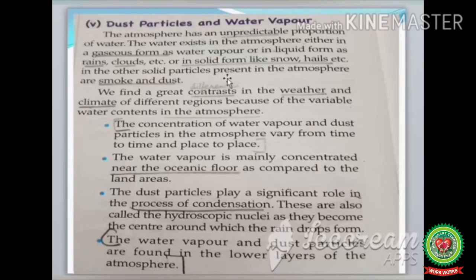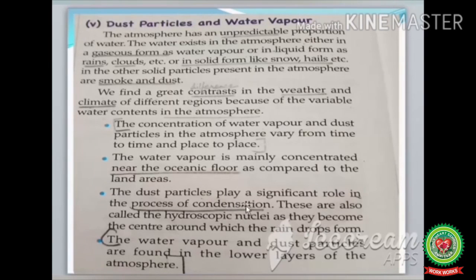We find a great difference in the weather, the atmospheric condition of a place for a short period of time, and the climate, the atmospheric condition of a place for a long period of time, in different regions because of the variable water content in the atmosphere. The concentration of water vapor and dust particles in the atmosphere varies from time to time and place to place. The water vapor is mainly concentrated near the oceanic floor as compared to the land areas. For example, in the coastal areas or near water bodies, air has a greater percentage of water vapor. On the other hand, away from the water bodies, like in deserts or lands, air contains less water vapor.